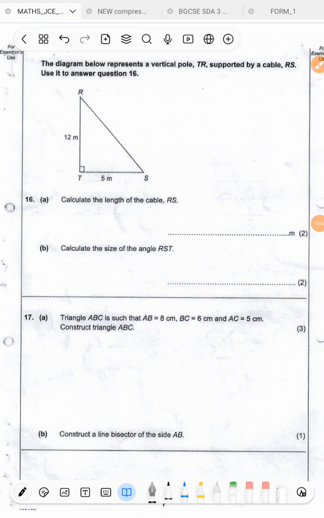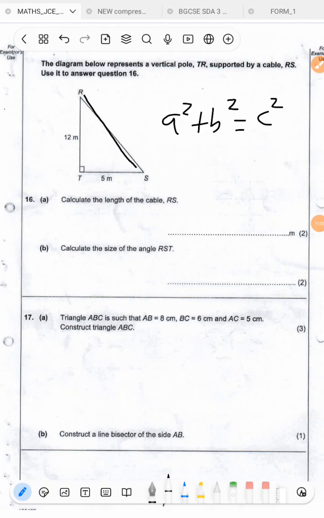So as you can see there, we have a right angle triangle. What principle are we going to be using here? We're going to be using the Pythagoras theorem. We're looking for RS, this here. Remember that a squared plus b squared is equal to c squared. So this is the formula that we're going to use. Now we're going to identify what a is, what b is, what c is.